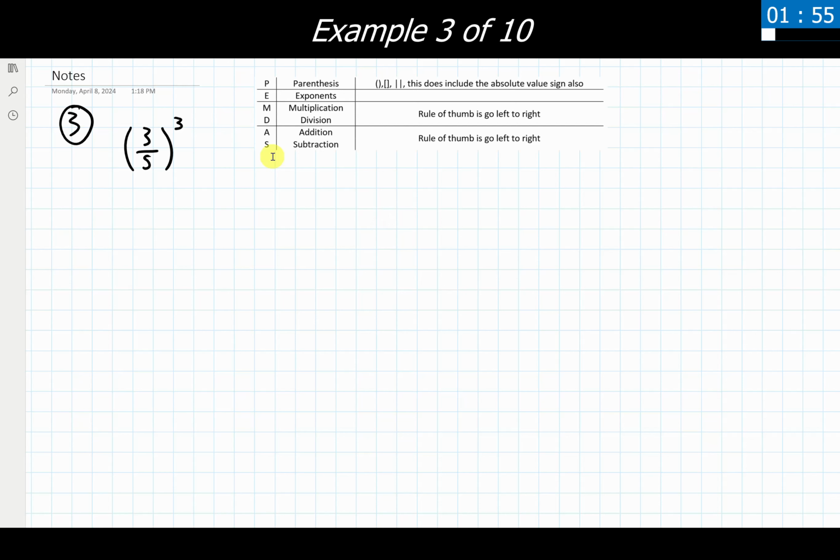So the first route that we're going to take, we'll split this up here into two parts. The first route you could take is by expanding this expression out. I have everything in this set of parentheses being raised to the third power, which is the same as saying everything in the parentheses multiplying by itself 3 times.